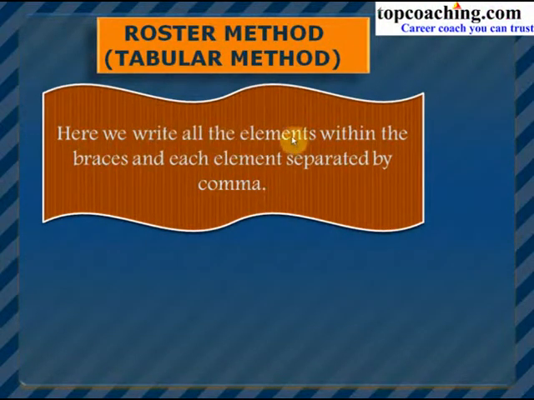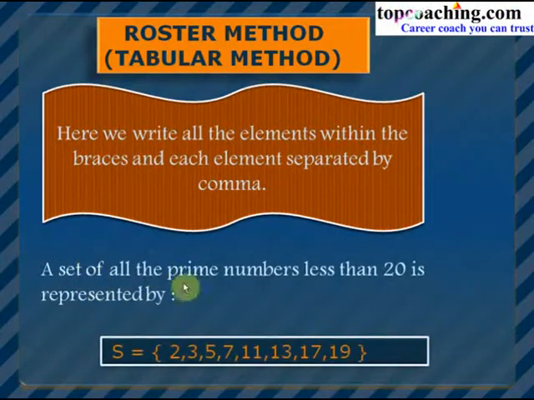Here we write all the elements within the braces, and each element is separated by a comma. For example, the set of all the prime numbers less than 20 is represented by the set S, braces, 2, 3, 5, 7, 11, 13, 17 and 19.